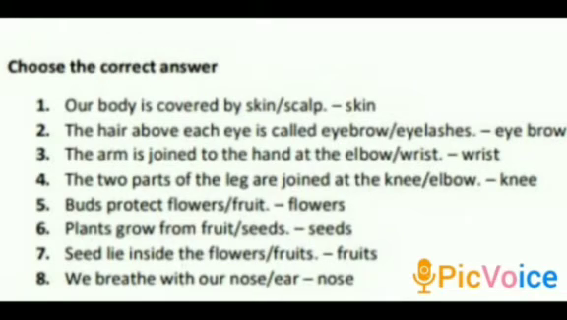Then buds protect flowers or fruit. Buds protect flowers. Then plants grow from fruit or seeds. Plants grow from seeds. Seed lie inside the flowers or fruits. Seed lie inside the fruits. Then next one, we breathe with our nose or ear. Children, we breathe with our nose.